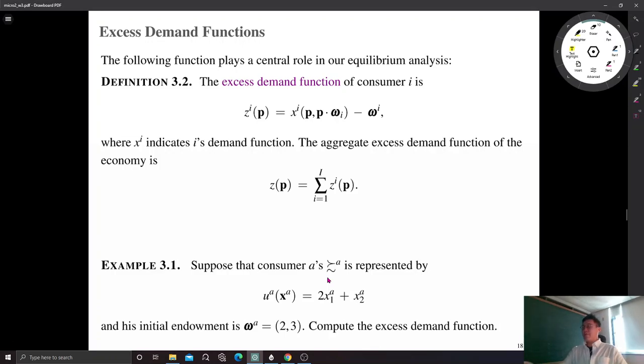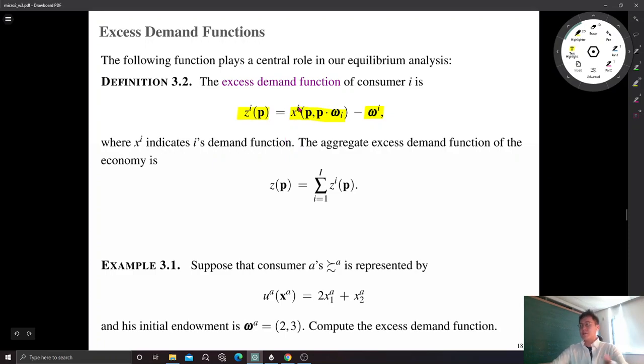All right, now we are ready to define the excess demand function. Once again, this function plays a pivotal role in our equilibrium analysis. The definition of the excess demand function of a consumer i is really simple. The excess demand function is denoted by z_i; given price vector p, it is consumer i's demand, from which we subtract consumer i's endowment. Excess demand literally means consumer i's excess demand for every commodity. So x_i indicates i's demand function.